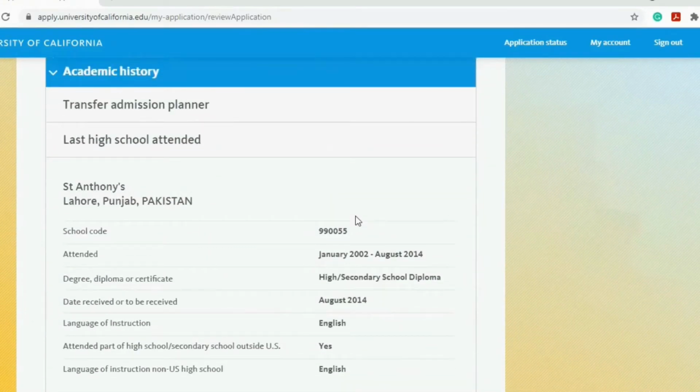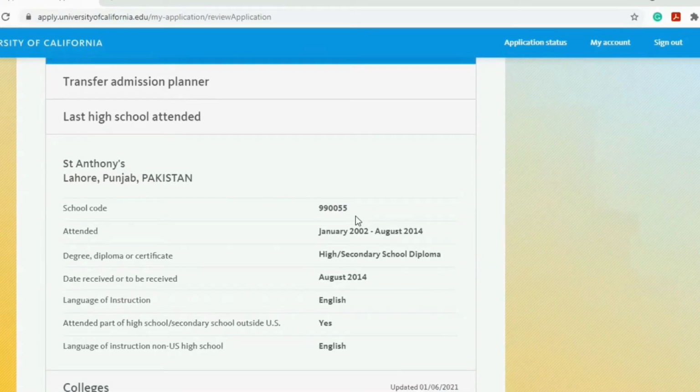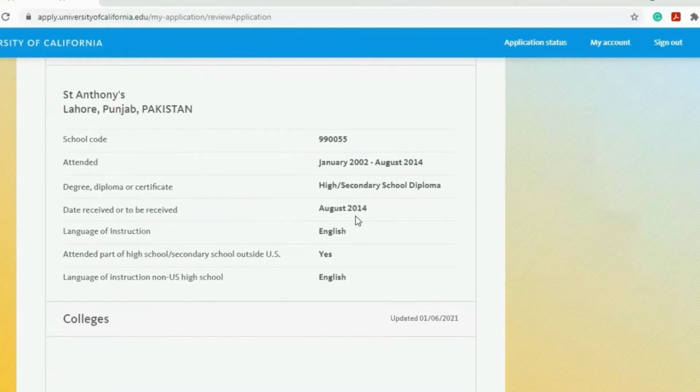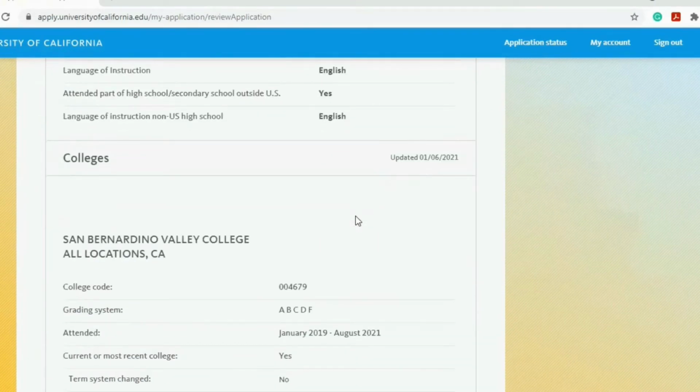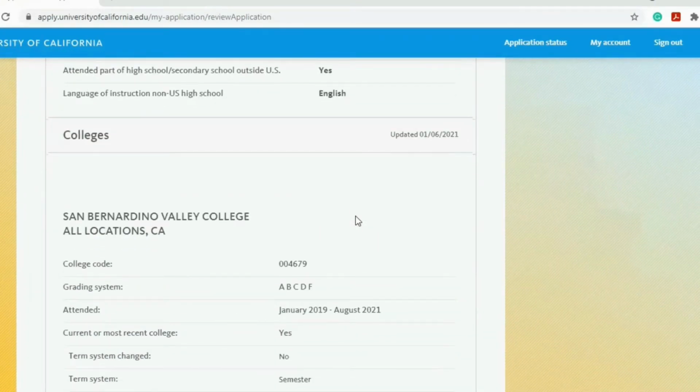Just for your knowledge, I did my high school back in Pakistan, at St. Anthony's High School, Faisal Town, Lahore. I did not do the conventional matric system in Pakistan. I did O levels and A levels. I did my O levels from St. Anthony's High School, Faisal Town, Lahore. And the college I attended in the USA was San Bernardino Valley College.